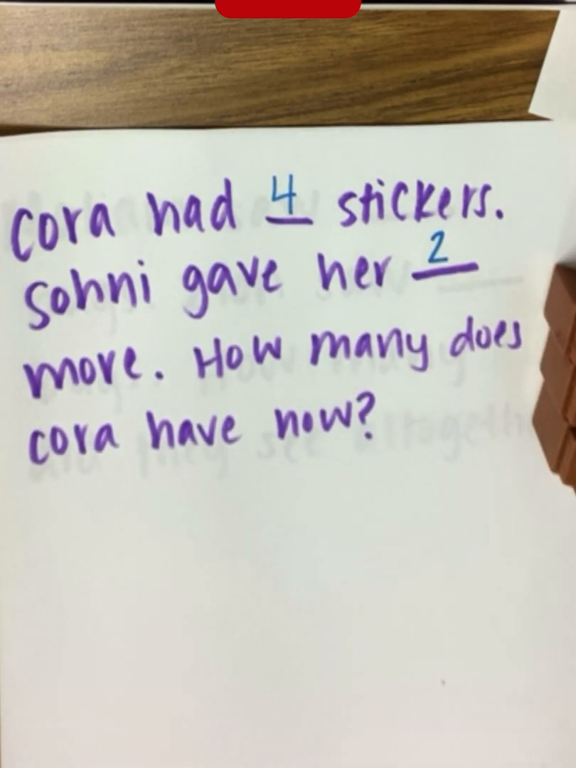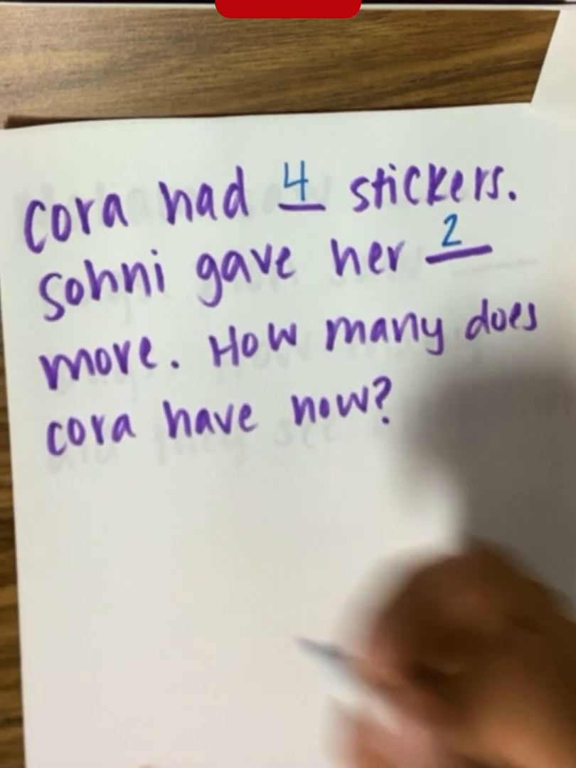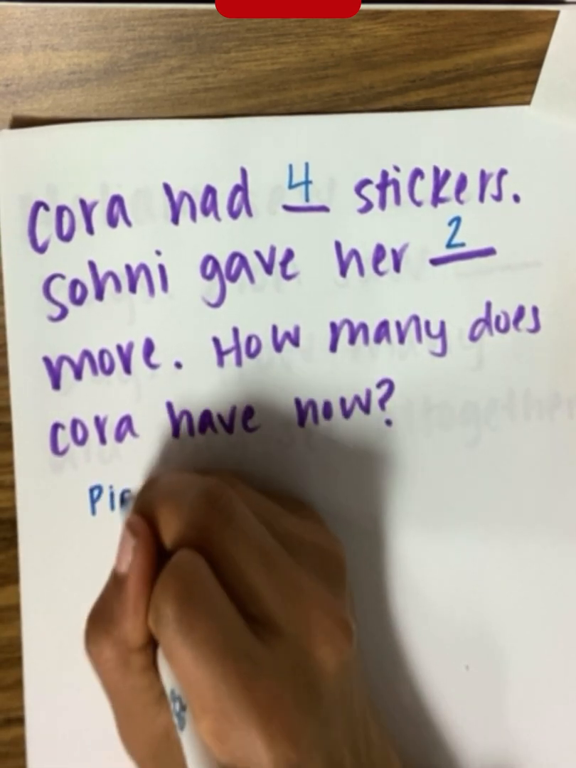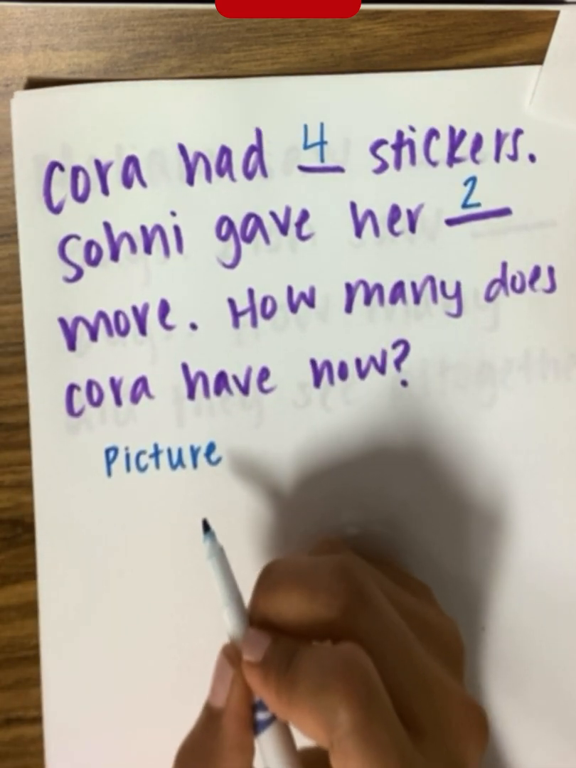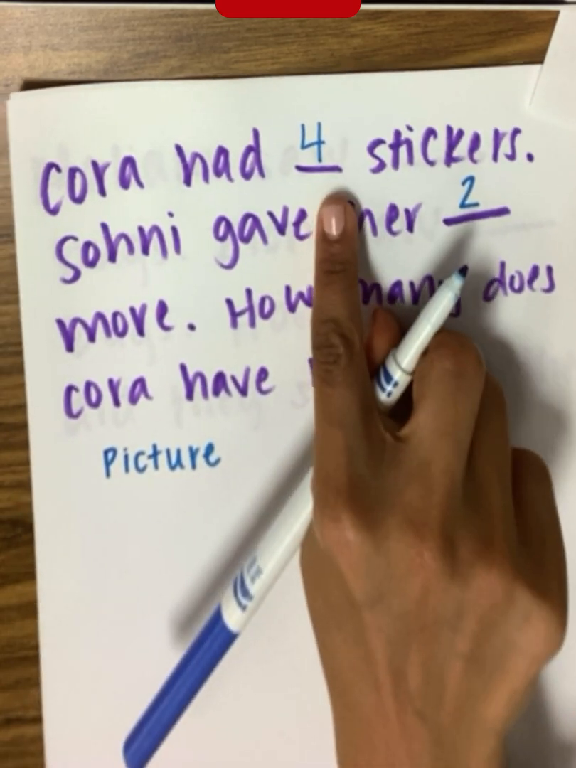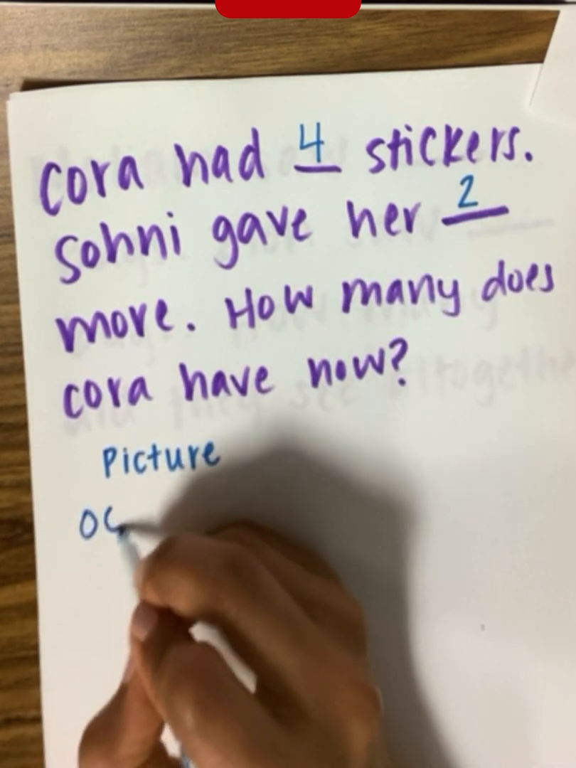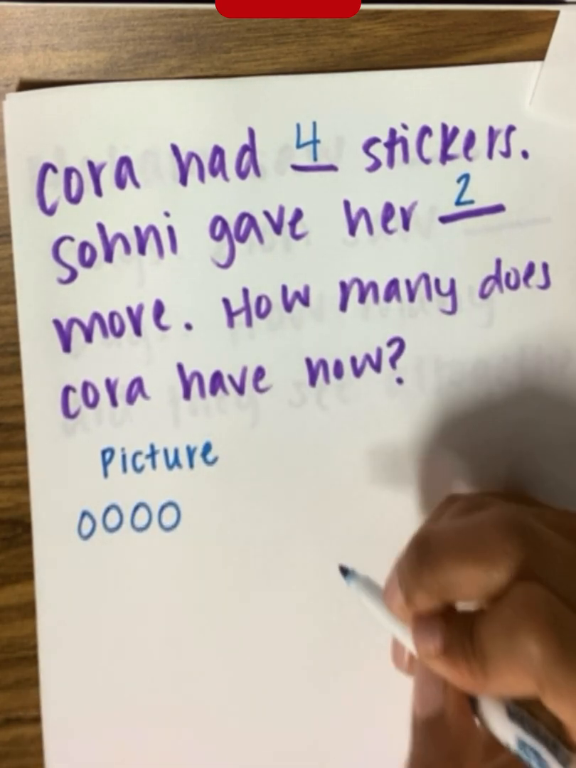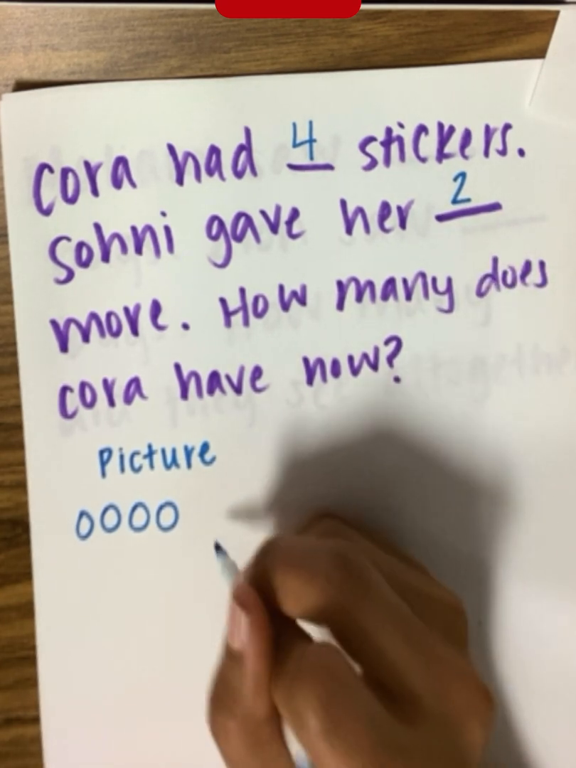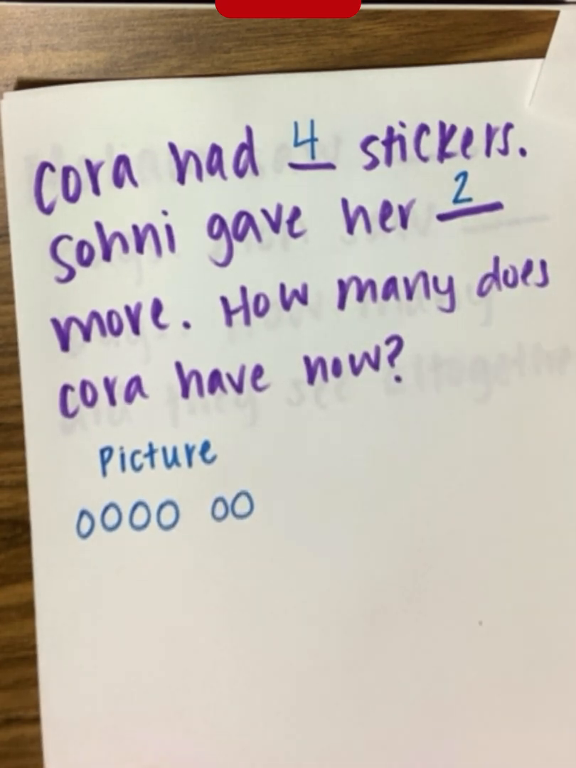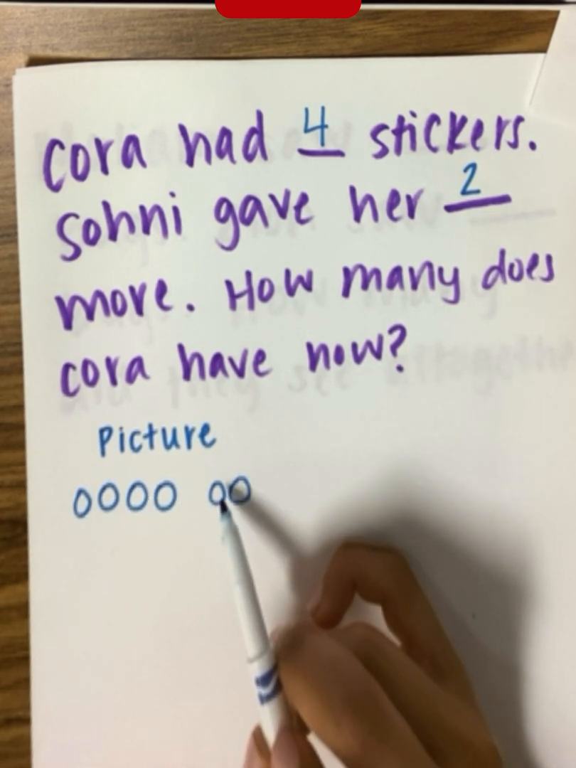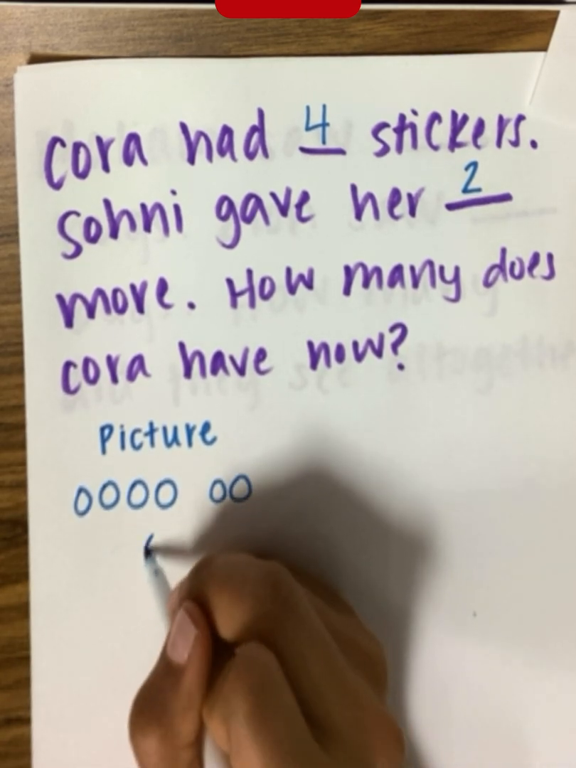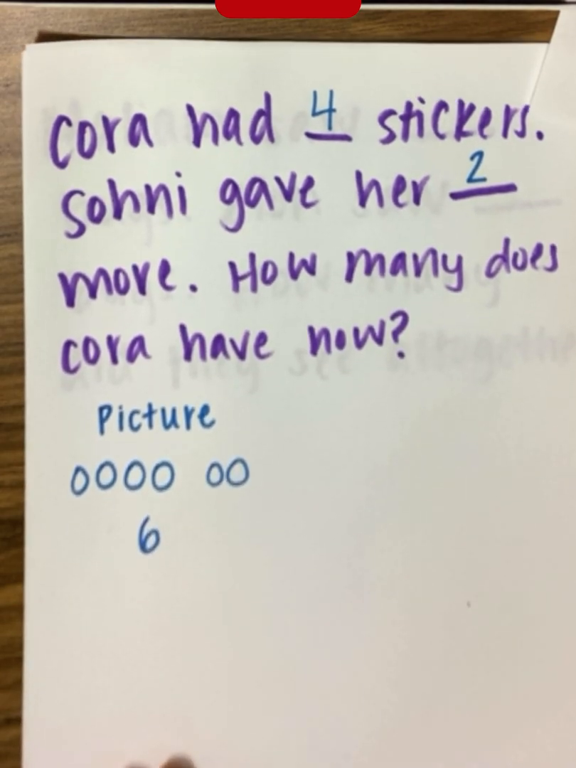Now I want you to use one of the strategies that I showed you yesterday. Let's do the picture strategy first. I'm going to use that to see if 6 is the correct answer. So first I'll draw my 4 stickers. 1, 2, 3, 4. And then I'll draw 2 more. 1, 2. Now I'm going to count them together. 1, 2, 3, 4, 5, and 6. So my answer was correct, 6.